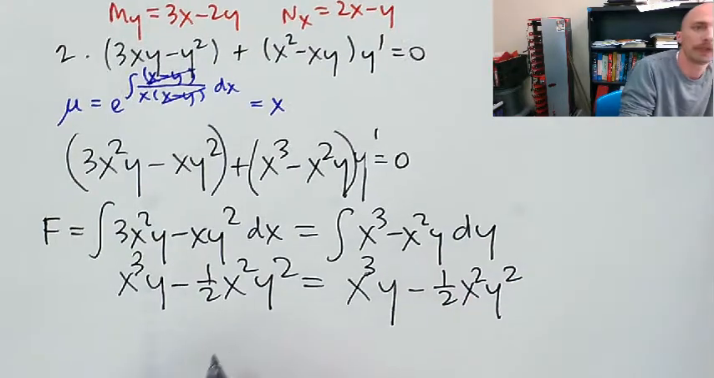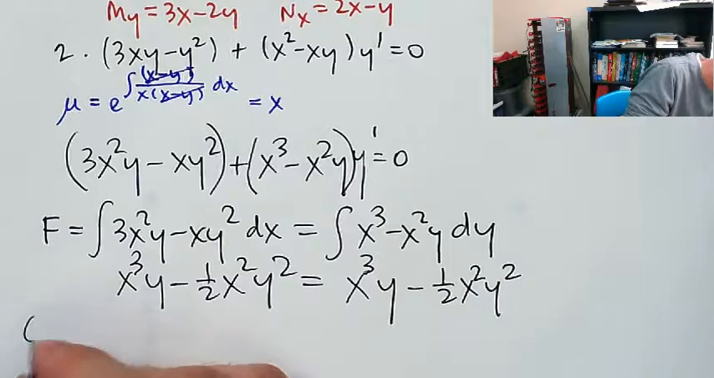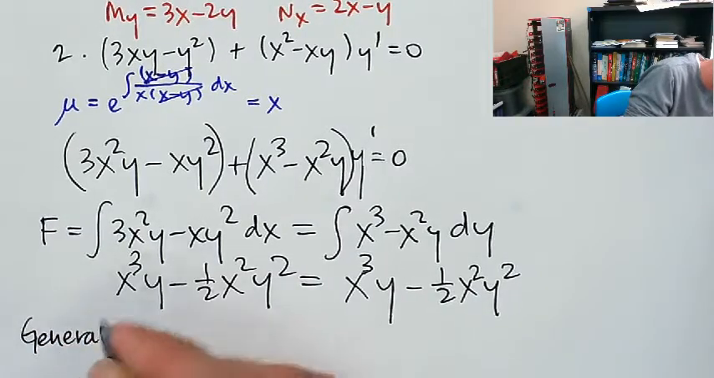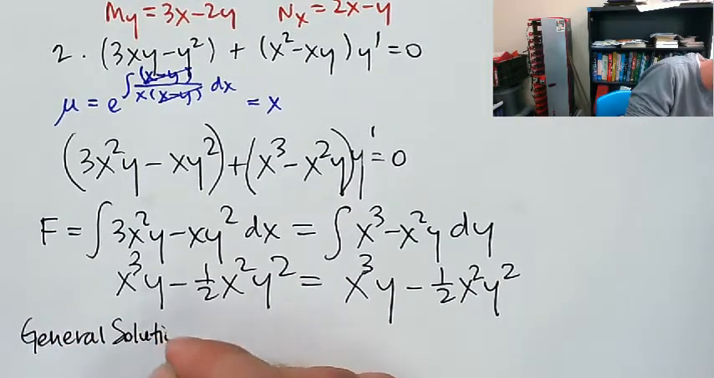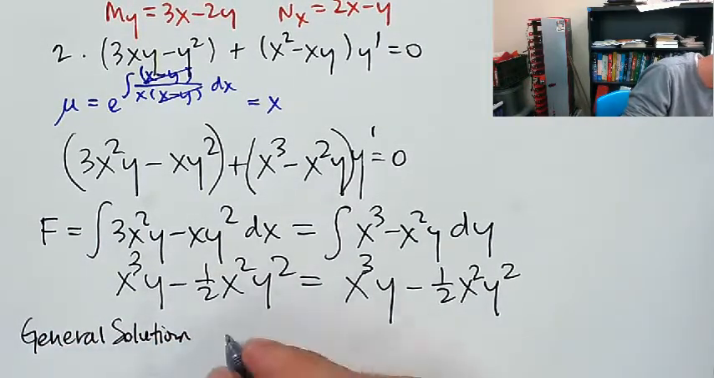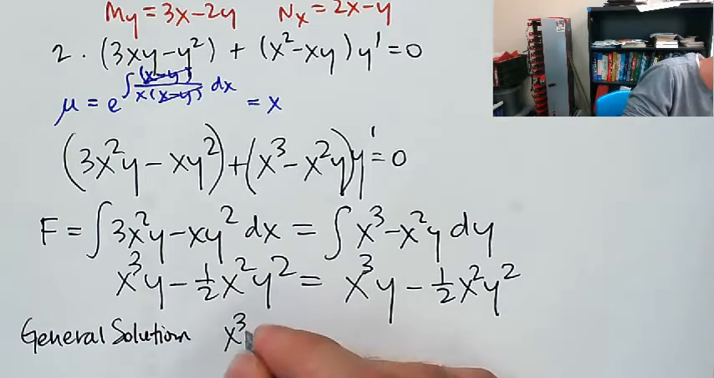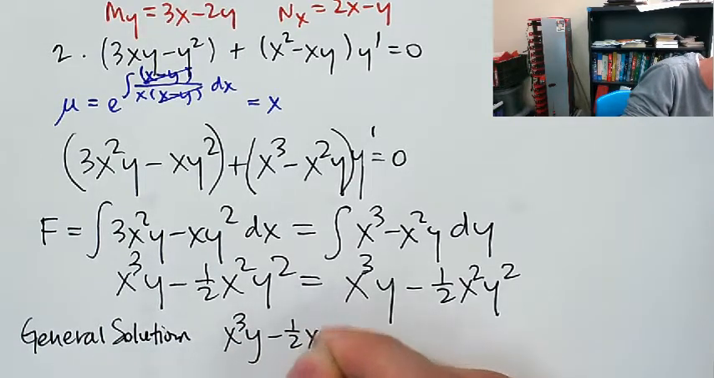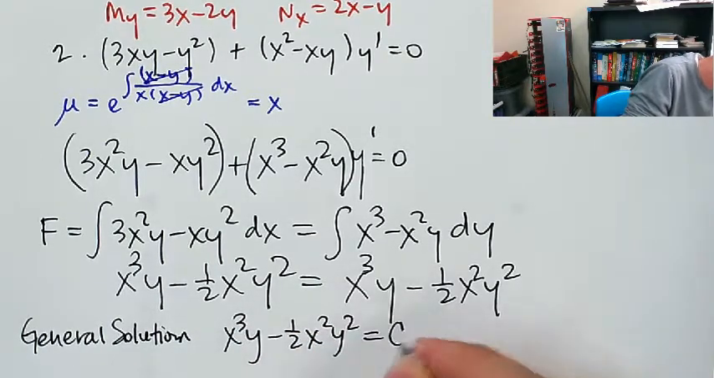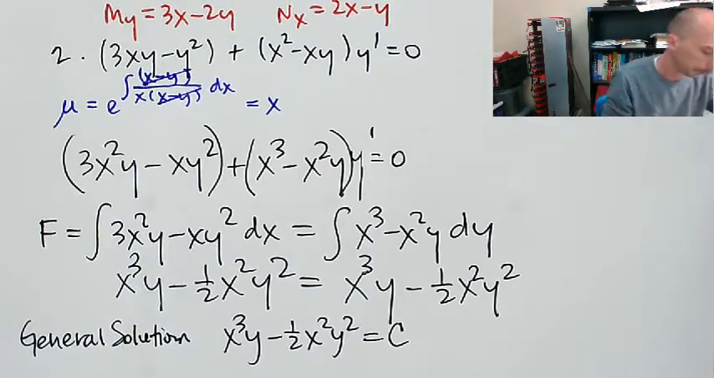Okay, so my general solution is going to be x to the 3y minus 1/2 x to the 2y to the 2 is equal to some constant c.